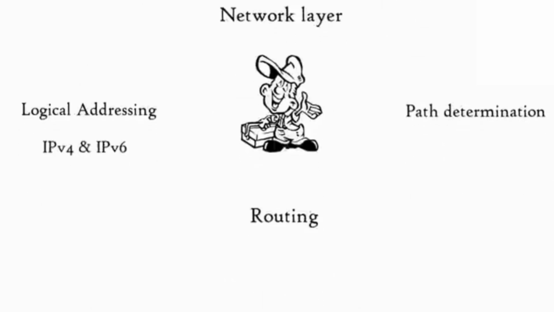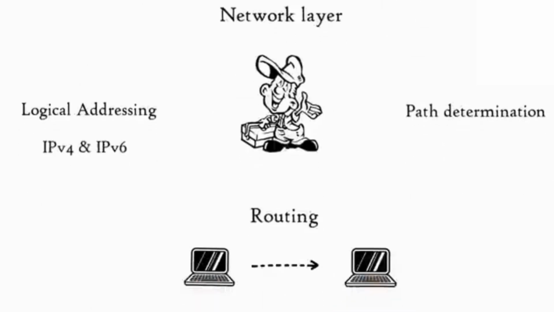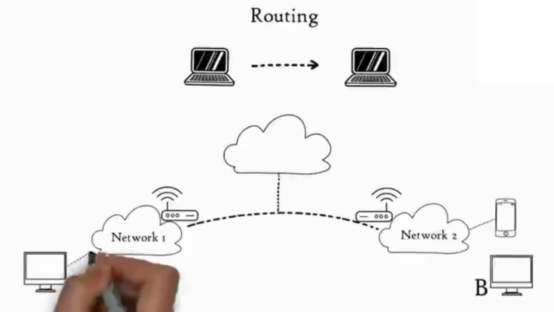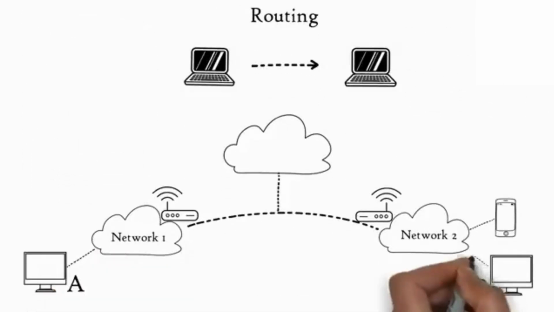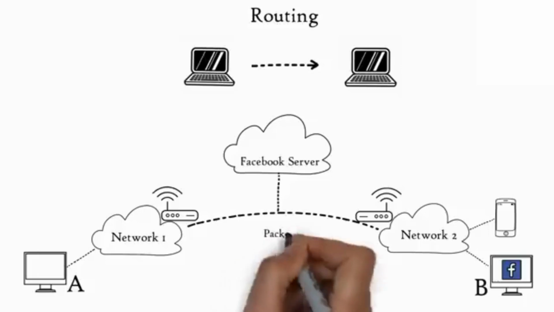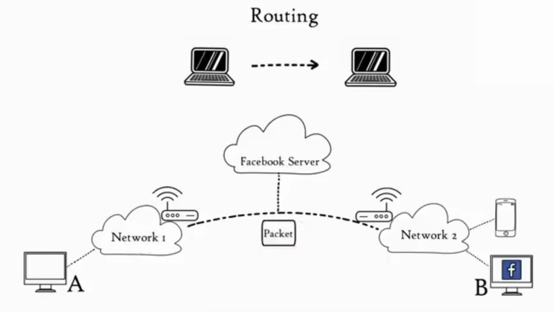Routing is a method of moving a data packet from source to destination, and it is based on the logical address format of IPv4 or IPv6. Suppose computer A is connected to network 1 and computer B is connected to network 2. From computer B, we have requested to access facebook.com, and now there is a reply from the Facebook server for computer B in the form of a packet. This packet needs to be delivered to computer B only.